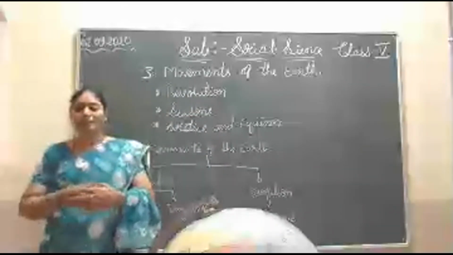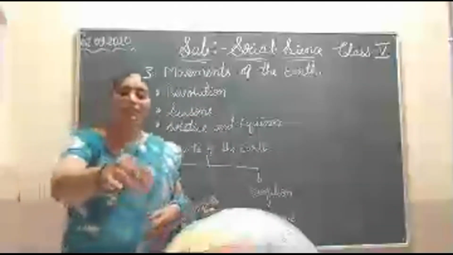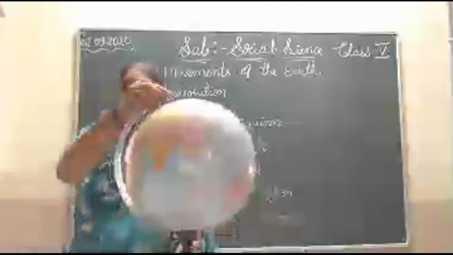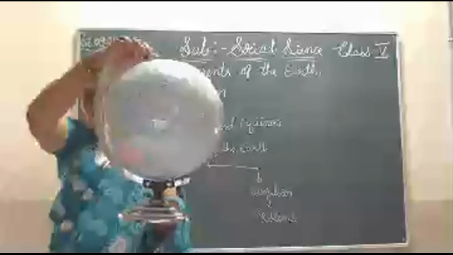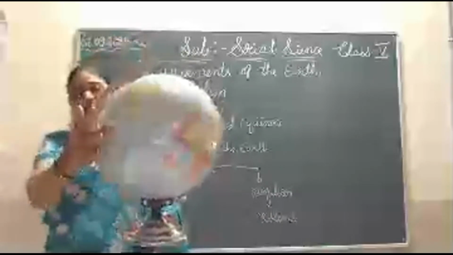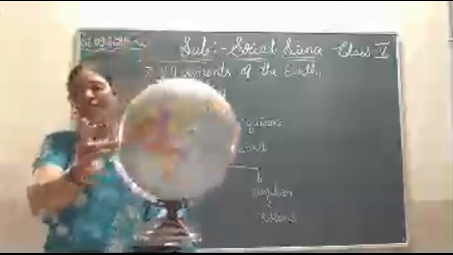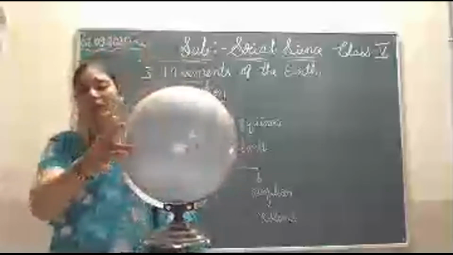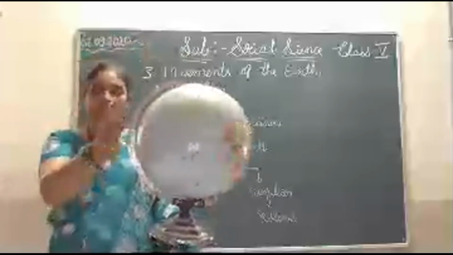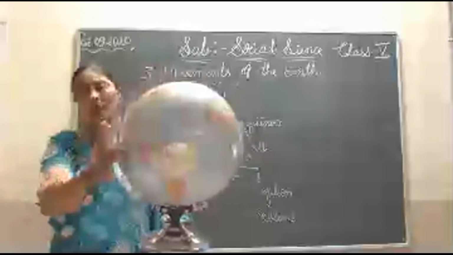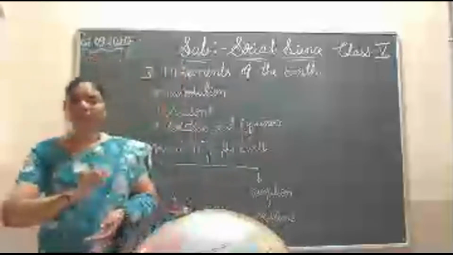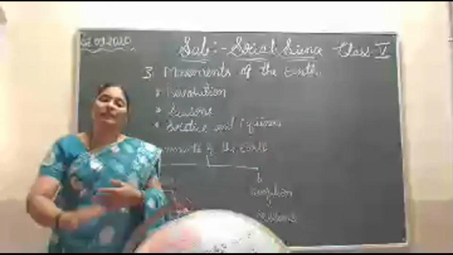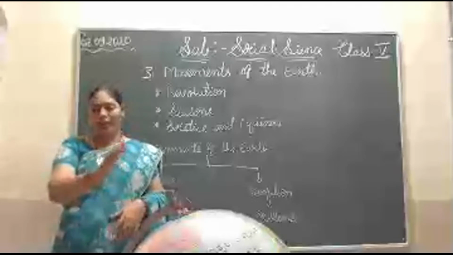This globe is rotating like this on its axis, from here to here. It is called rotation. Like how you play with a spinner, in that way it slowly moves. It is called rotation on its axis. That is the main axis.